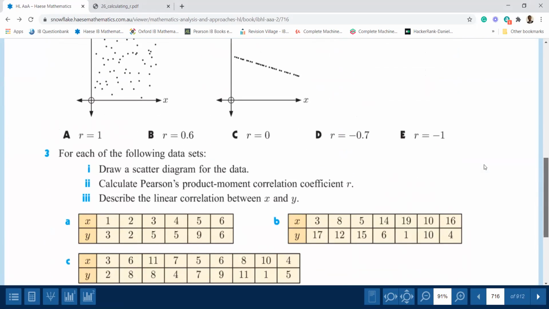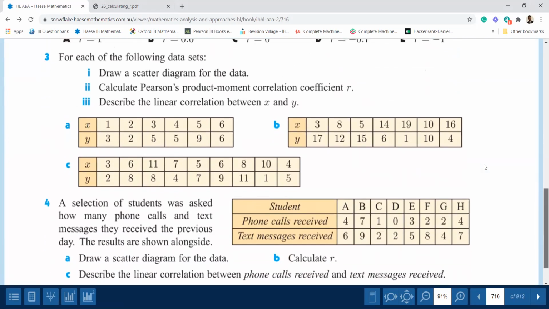Okay, this is part of what you've just done. Can everybody see this question 3? Guys? Hello? Yes. Okay, great. Can I ask you to do 3C?